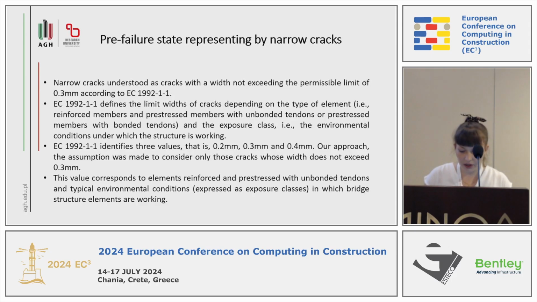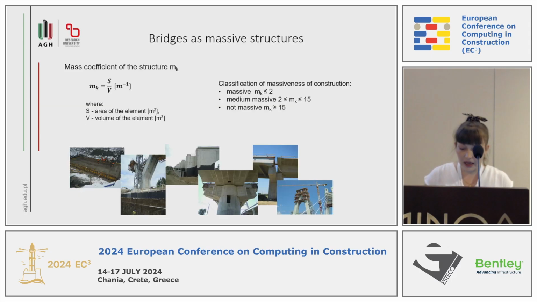And why are we dealing with this problem? Because cracking is a natural phenomenon occurring in concrete. And our aim during the design and during the construction is to not exceed this limit value of crack width, which I mentioned previously is 0.3 millimeters. I will give as an example one type of crack damage that occurs in bridges.